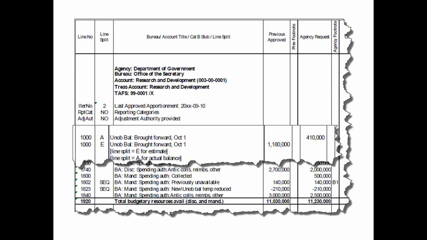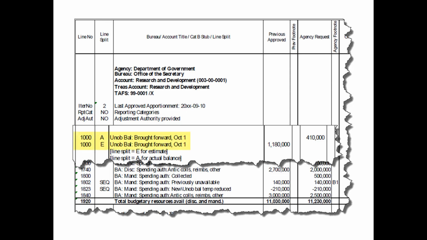Third, the adjustment authority line indicates whether OMB has approved a footnote in the application of budgetary resources section on the apportionment, permitting special types of adjustments to be made without submitting a reapportionment request. Use yes or no as appropriate for the line split column. Since we frequently have OMB approved footnotes, you will probably use yes often.